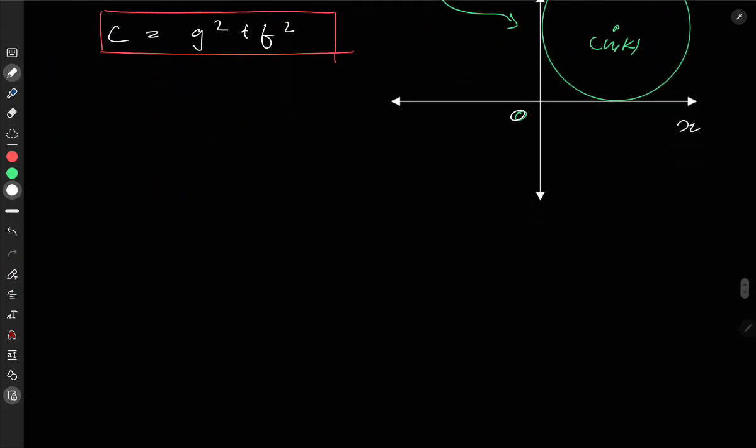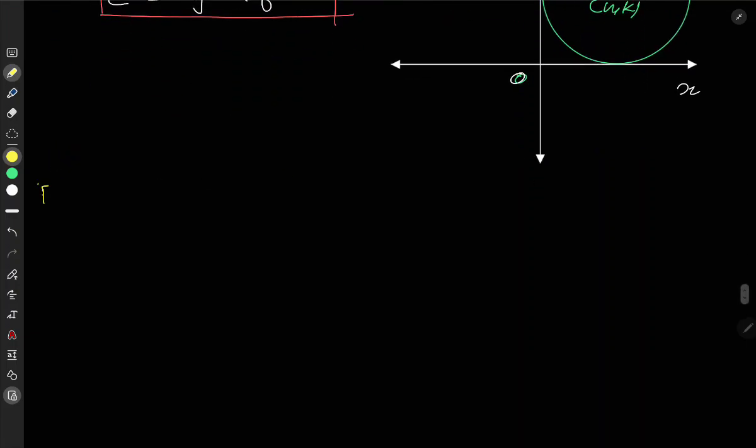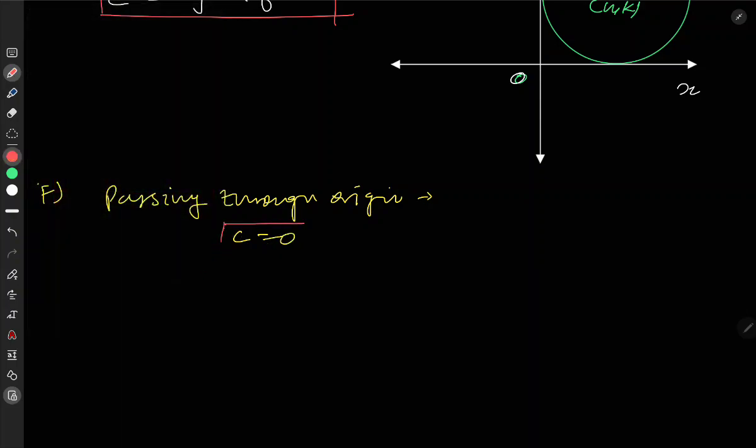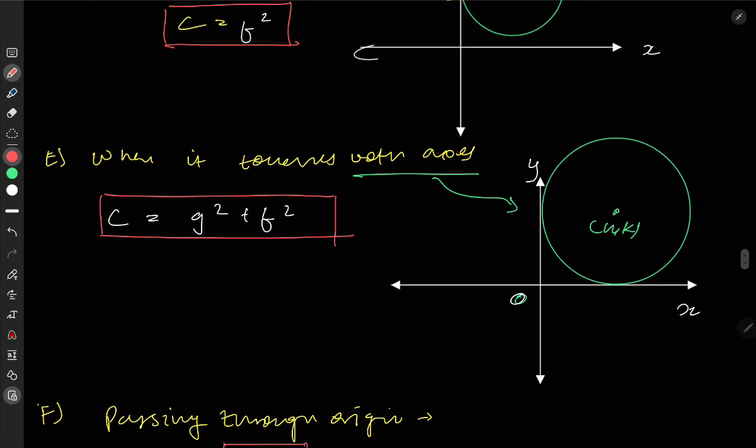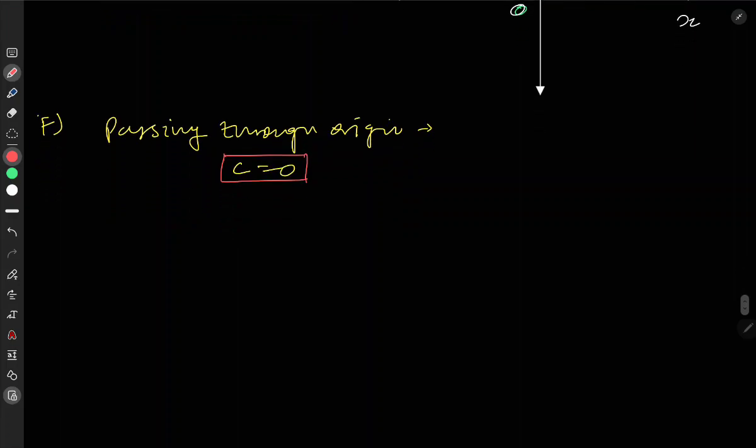And now let us discuss the last case of this thing, that is passing through origin, and at such time the c would be equal to 0. This is also pretty obvious, as if we put the value of g and f as 0, 0, then the c becomes 0 over there. And no need for drawing the graph for this, as it is obvious.